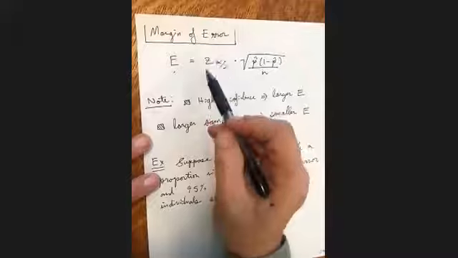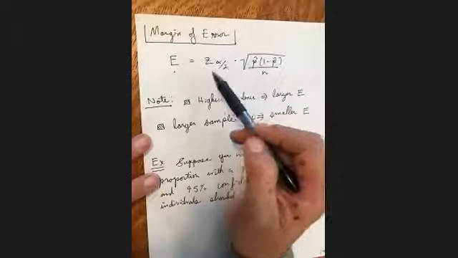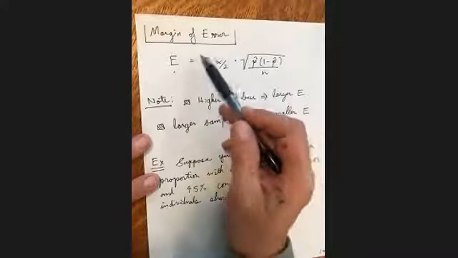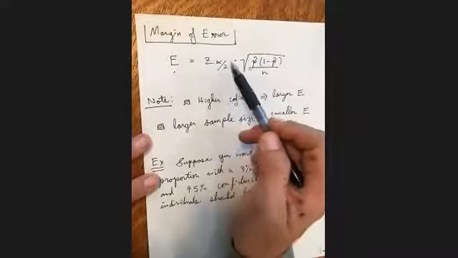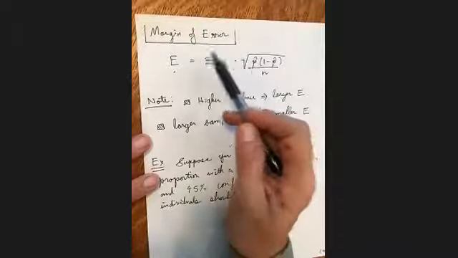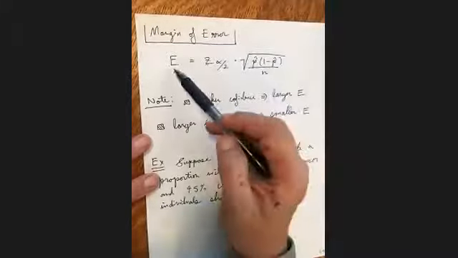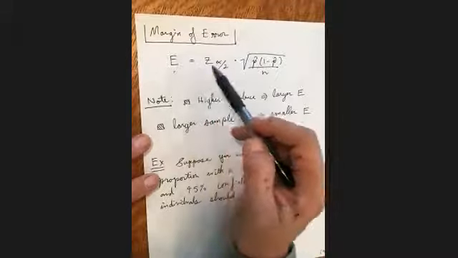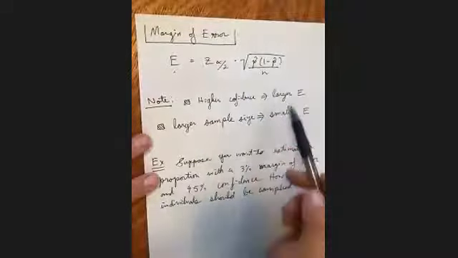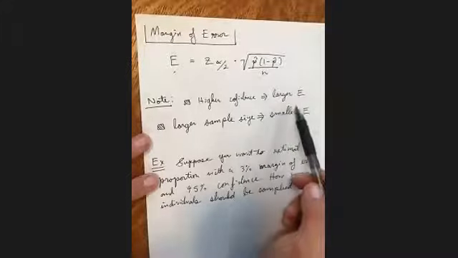So we can see, really mathematically, what happens with the Z alpha over 2 value: it increases with a larger confidence. And since it's directly multiplying, scaling the standard deviation, it stands to reason that the margin of error will get larger as we increase our confidence. So higher confidence means a larger margin of error.